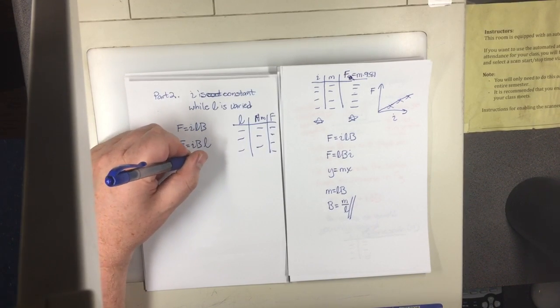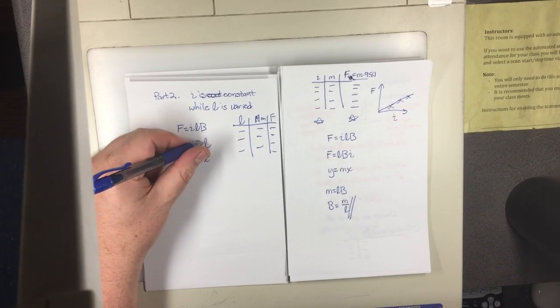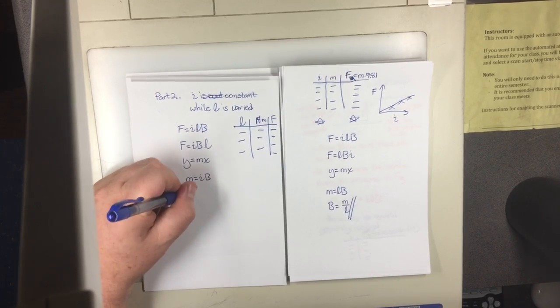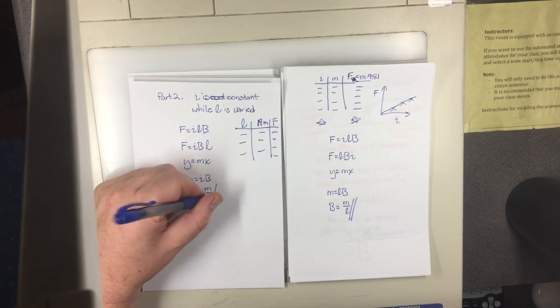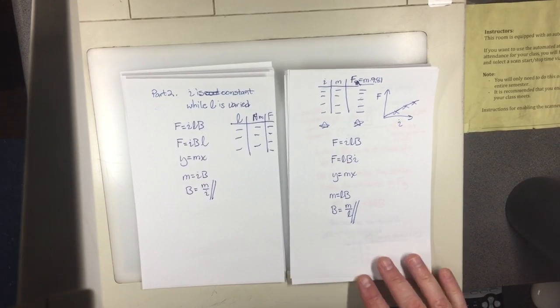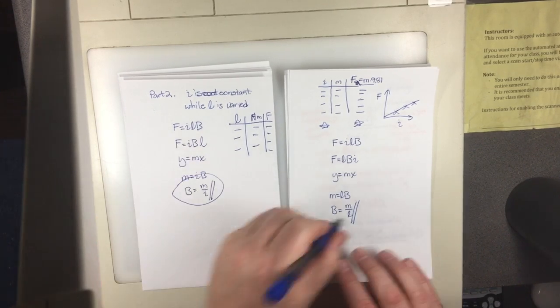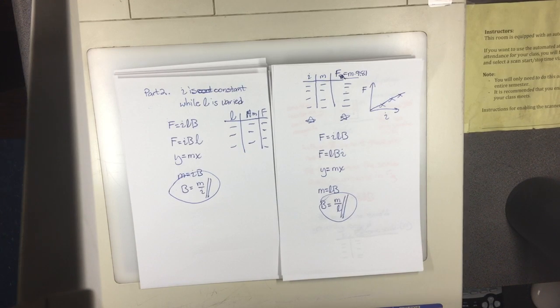Y is equal to MX. So Y is the force, X is the length, and the slope of the line should be IB, so that the B field is equal to M over I. And what happens is that B and that B are identical because you're using the same magnet.